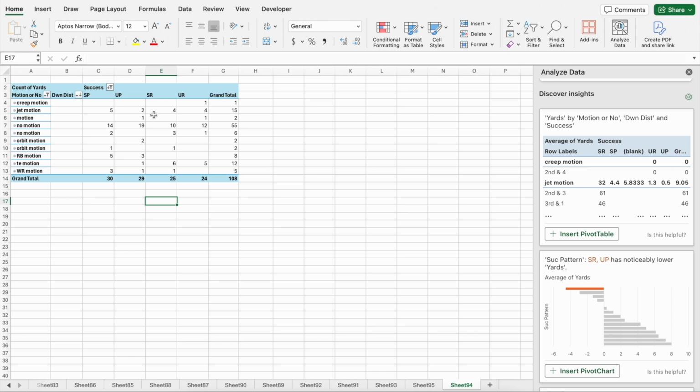For unsuccessful pass, there are 2, 5, 6, 7, 8, 9, 10 to 19 unsuccessful no motion pass plays. So there are fewer unsuccessful pass plays with motion versus no motion. For runs, there's 12 successful runs versus 13 successful runs with no motion, and 11 unsuccessful runs with motion versus 13 unsuccessful runs with no motion. So considering these numbers, it probably favors the offense to use more motion than not.